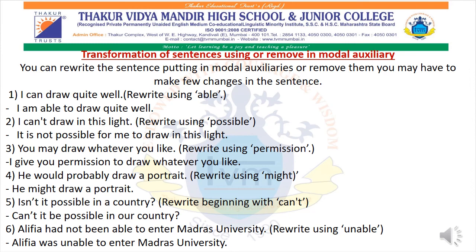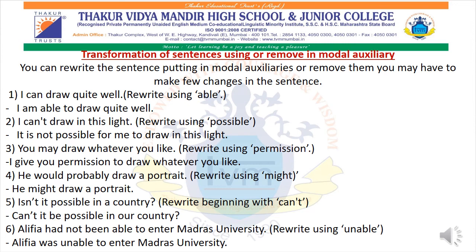Now see, isn't it possible in our country? Rewrite beginning with can't. So we have to start the sentence with the word can't. So can't it be possible in our country? In the last sentence we see Olivia had not been able to enter the Madras University. Rewrite using unable. So instead of the word able, we have to write unable over there. So let's see how it goes. Olivia was unable to enter the Madras University.